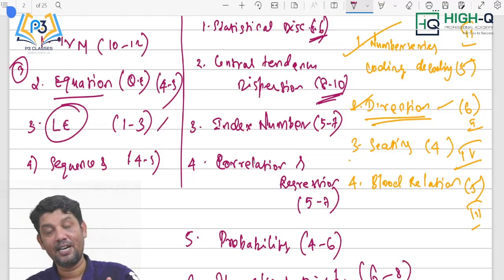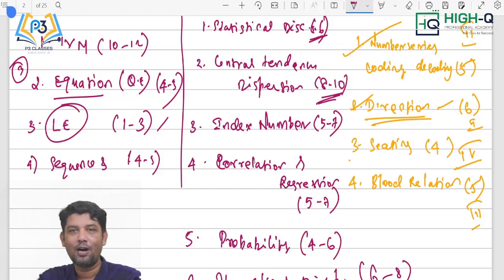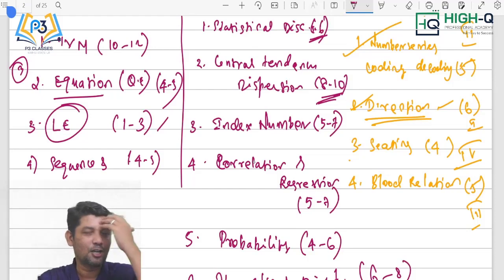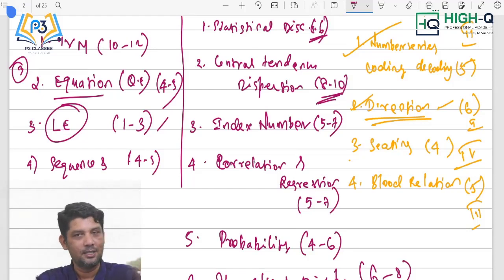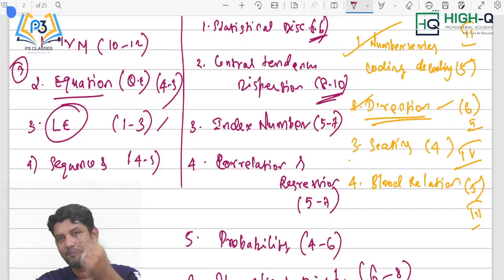Can you believe, my dear, in sequence and series, 90% of questions can be solved by tricks. 95% questions can be solved by tricks. Hardly 5% questions only need formula, and that also generally does not come in the exam. So the remaining 95%, we can solve with tricks.